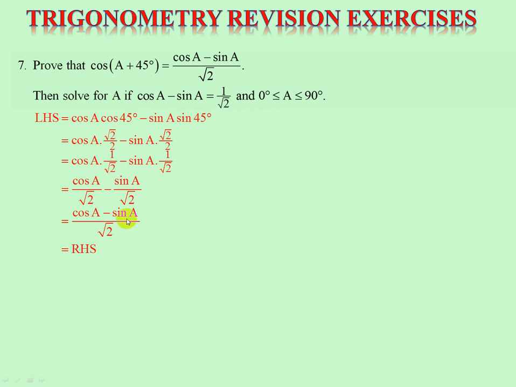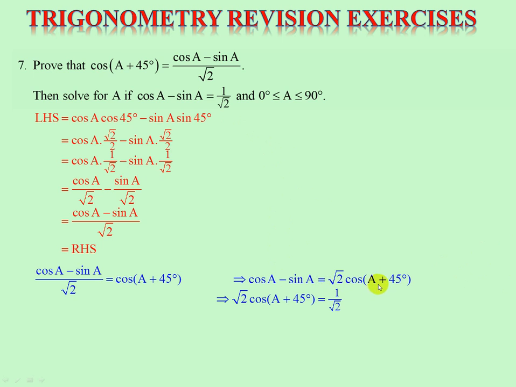Hence, solve for A if cos A plus sin A equals 1 over root 2. Well, let's start with cos A minus sin A equals that which we have, and then solve it for cos A minus sin A. In other words, we're going to write cos A minus sin A over root 2 equals cos of A plus 45, what we've just proven, multiply up by the root 2, like that. Now, from there, we've now been told cos A minus sin A is 1 over root 2. So therefore we could say root 2 cos A plus 45 is equal to 1 over root 2. Divide by the root 2, and root 2 times root 2 gives you 2.